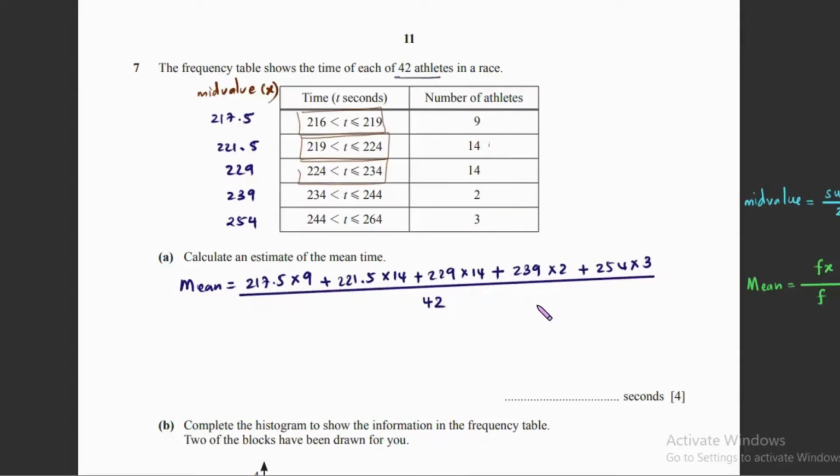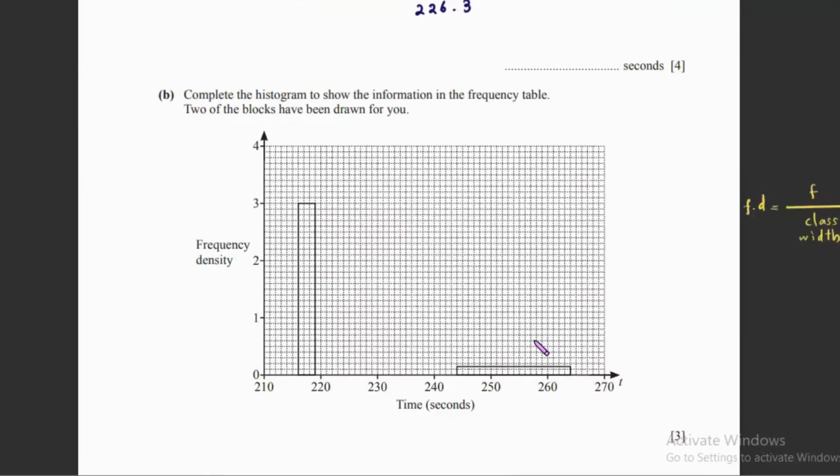When we put this in the calculator, you get something like 226.2936. Likewise, it keeps continuing. So correct to one decimal place, I will write it as 226.3 seconds. Or else correct to 2 decimal places also, it will be 226.30 seconds, because you end up getting something like 226.2976. That is what you will end up getting. Let's move on to question B that we have here.